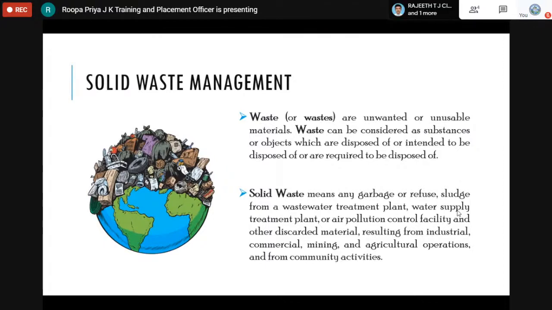When we talk about solid waste, it means any garbage or refuse, sludge from a wastewater treatment plant, water supply treatment plant, or air pollution control facility, and any other materials that are discarded resulting from industrial, commercial, mining, agricultural operations, and even from community activities. So this is solid waste.